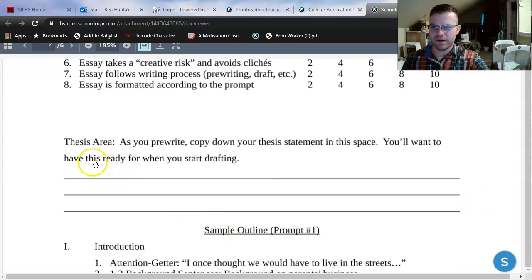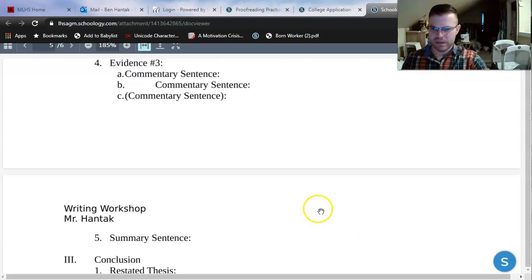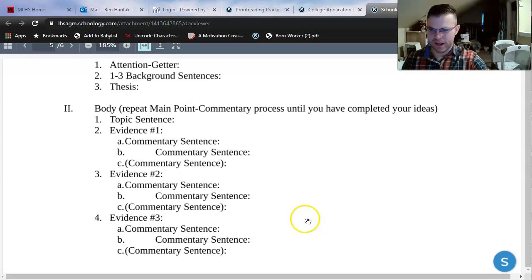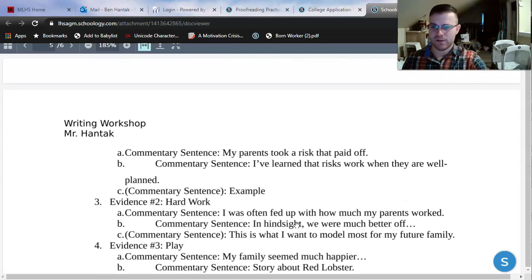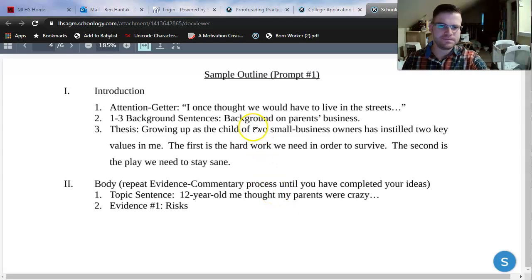I have given you a little area to think through your thesis. That's really up to you as you do that this week. I have no way to grade this necessarily, but note that you will want to have your thesis totally ready for when you start drafting. I have given you a sample outline right here, along with a blank outline. For this particular essay, I'm not grading an outline for you. I'm just looking at your discussion later on in this lesson.